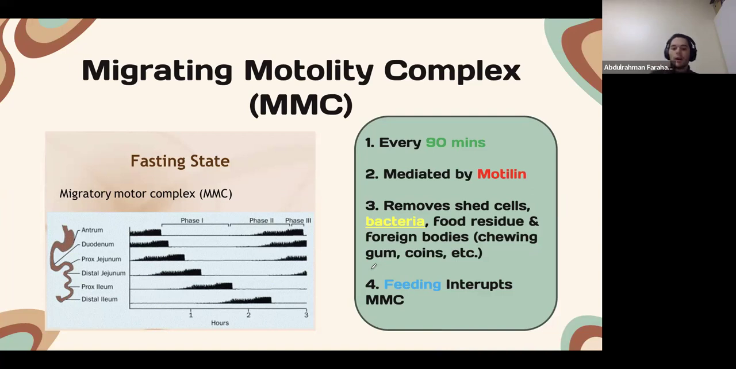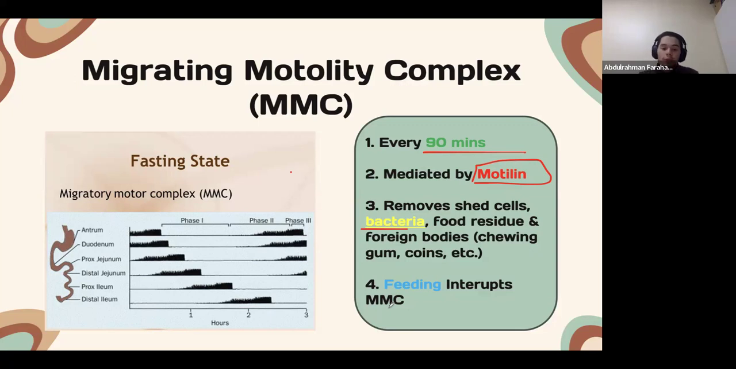It serves various functions. See here, it happens every 90 minutes. It should be known, and it's mediated mainly by motilin. But the main function I want you guys to focus on, which is also another concept that I want you to keep at the back of your mind because we're going to speak about it at the end, is removing bacteria. So it removes shed cells, food residues, foreign bodies, and whatever. But the main thing is it pushes out any bacterial residues that remain in the stomach or the small intestine. It keeps on pushing them towards the large intestine. And finally, of course, once you are feeding, this interrupts the migrating motility complex.